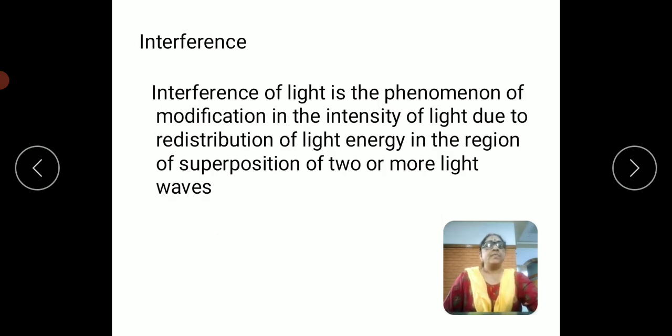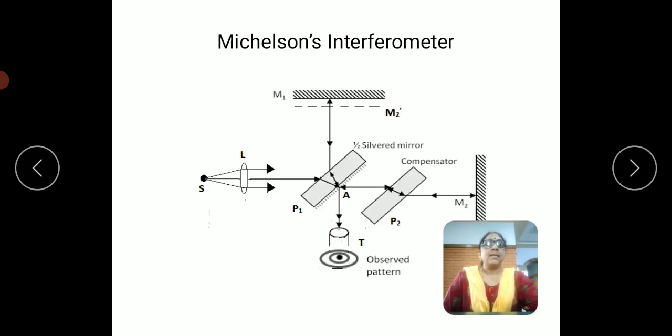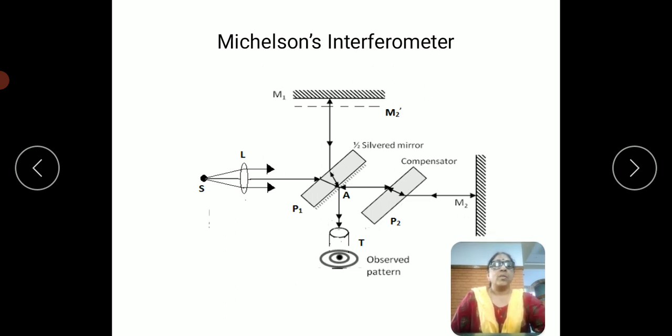Interference, we know, is the phenomenon of modification in the intensity of light due to the redistribution of light energy in the region of superposition of two or more light waves, as we know. And this is the experimental setup of the Michelson interferometer.